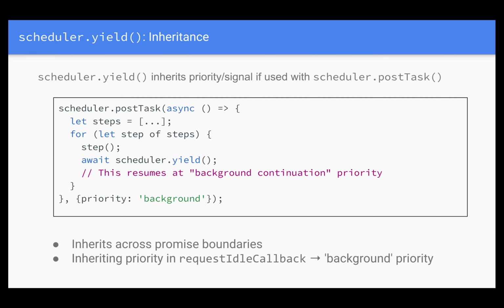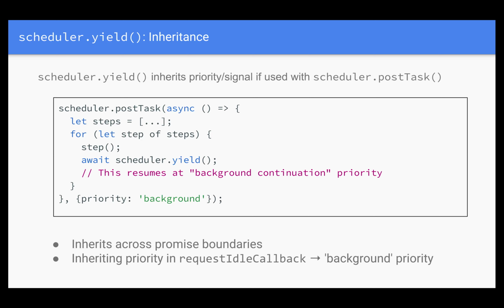The other feature of this API is that yield itself inherits the priority and signal if it's used with one of the two APIs that has priority, either implicit or with postTask. By default, it schedules a continuation with a little bit of priority boost. I'll show on the next slide how that slots into this system. The use case we have in mind is, let's say, a long background task.